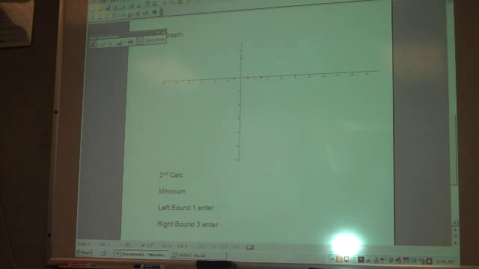Wasn't it x plus 1, x minus 1, x minus 3? But the x plus 1 was squared. Oh, okay. That's why I got that wrong. It'll make a difference.